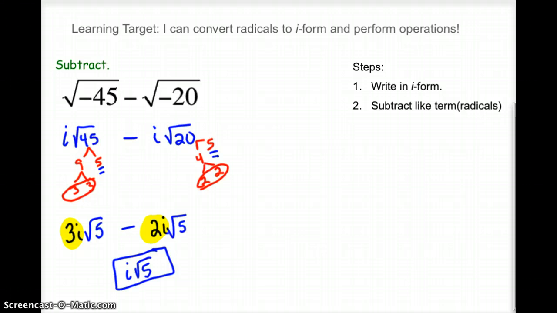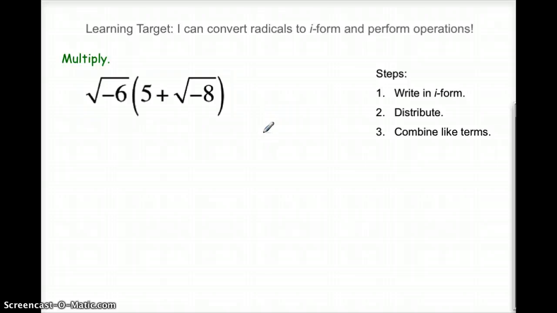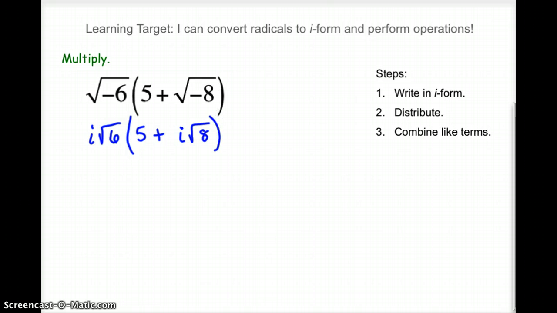All right, cool beans. So of course, we added and subtracted. Of course we can multiply too. So let's see what happens. First things first though, write in I form. So this is a negative radical, so I need to pull that I out. And then that 8 is negative, so I need to pull an I out there too. All right, so now we're ready to distribute.